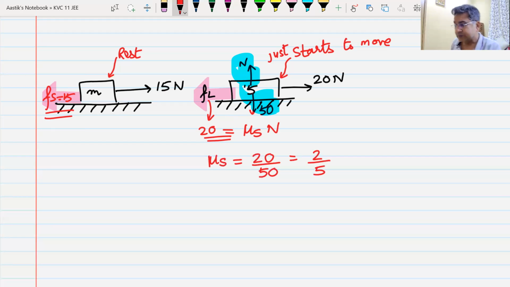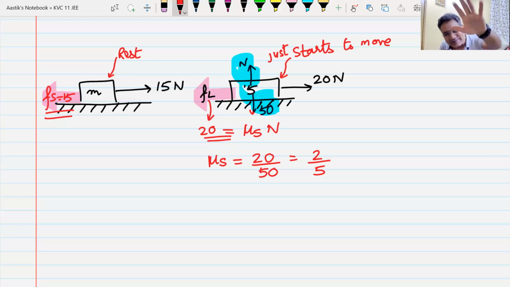So only when it reaches its maximum value can you use the value of mu s. When it is not at its maximum value, it is acting smart and keeps changing its value according to the force that you apply. Whatever force you apply in one direction, the same force it applies in the other direction, if it can. If it cannot, the static friction goes away, the smarter one goes away, and the simpler one comes, and that is kinetic friction.